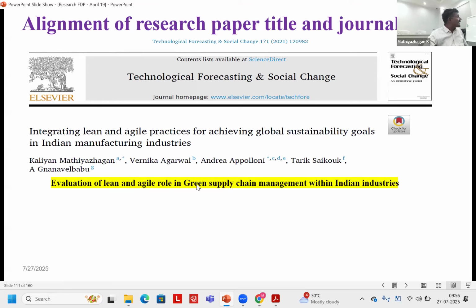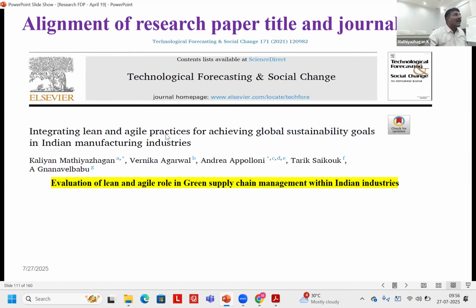Evaluation of lean and agile role in green supply chain management within Indian industries. Initially, we submitted to where? Technological Forecasting and Social Change. But what is the final published paper title? Read it. Please, everybody, please read. Integrating lean and agile practices for achieving global sustainability goals in Indian manufacturing industry.